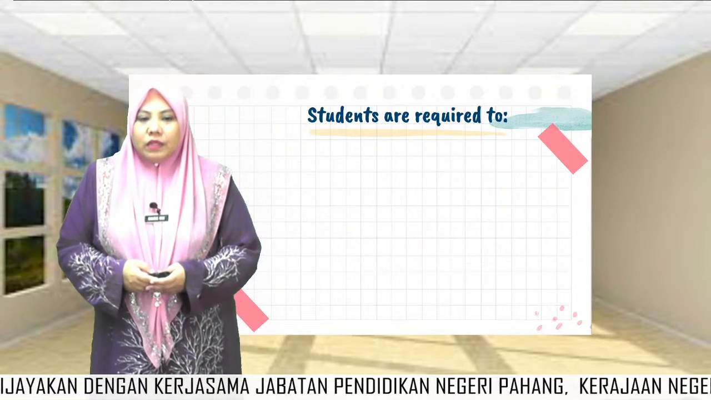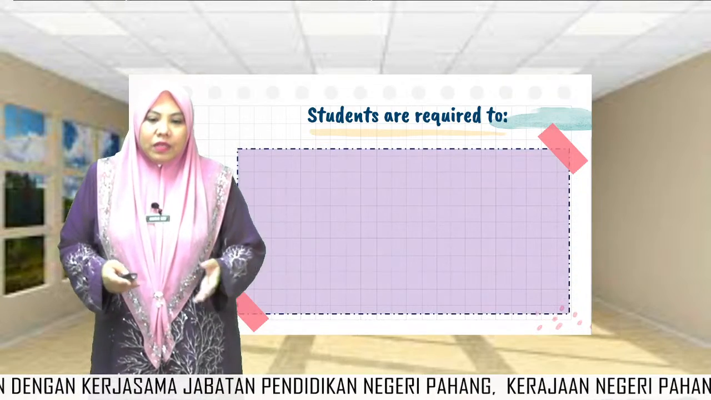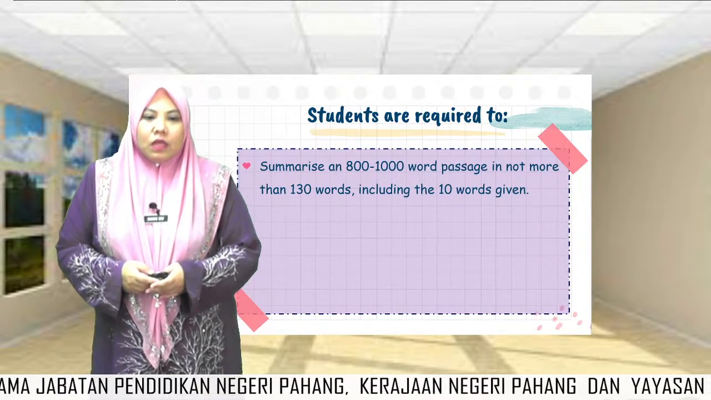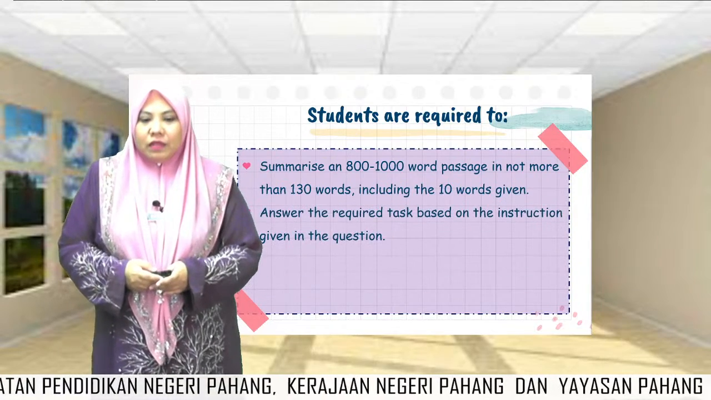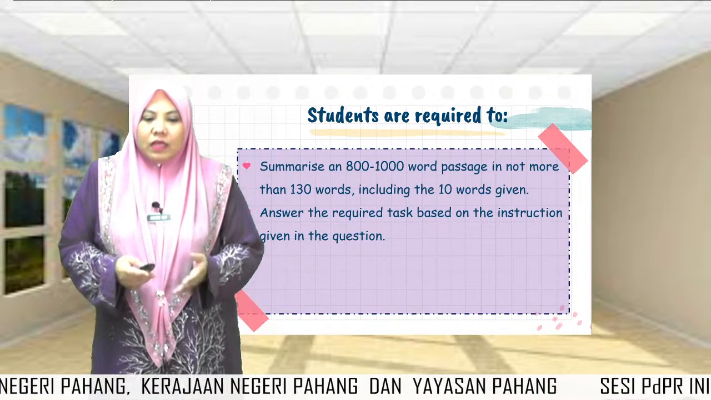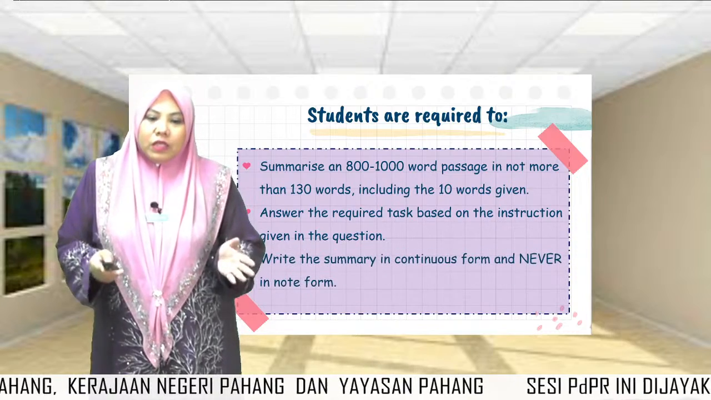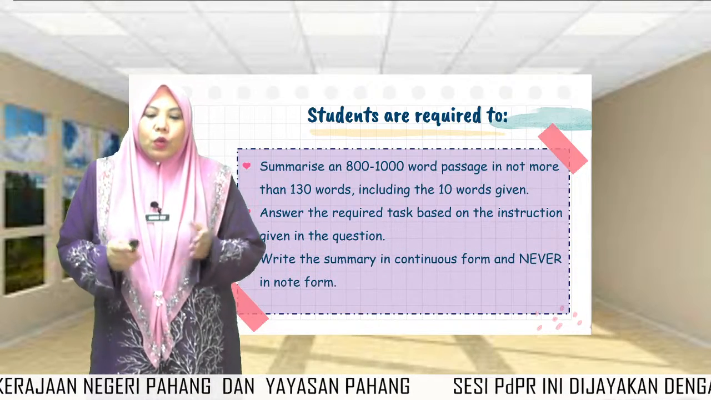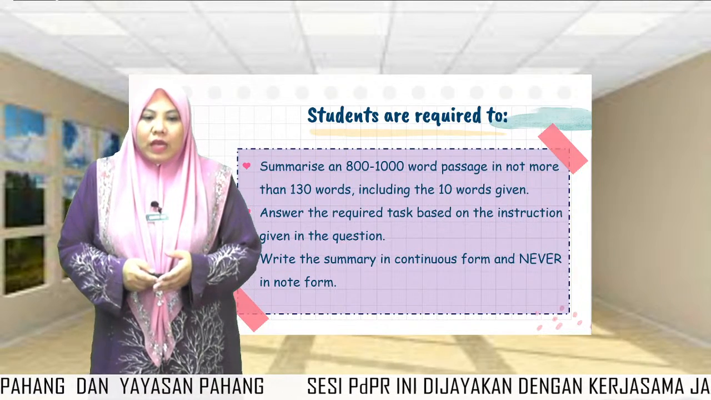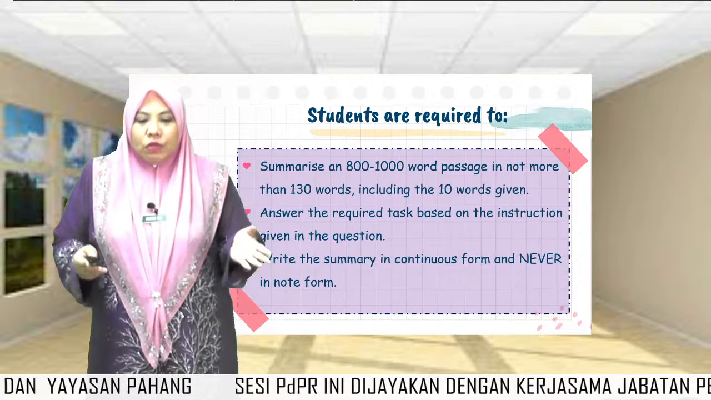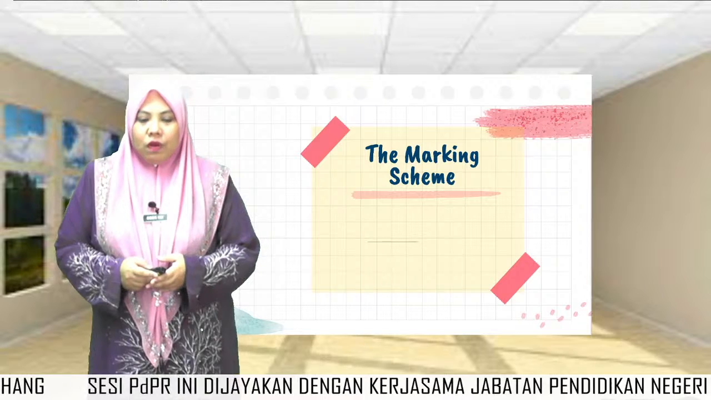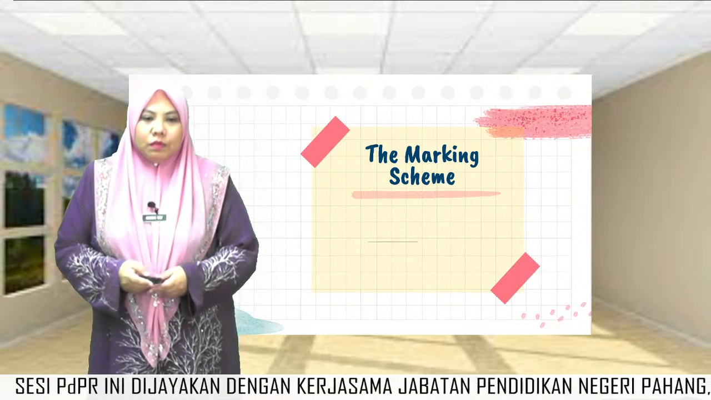Students are required to summarize an 800 to 1,000 word passage in not more than 130 words, including the 10 words that are given. Answer the required tasks based on the instruction given in the question. The instruction will usually let you know where to extract the points from, for example, line 19 to line 43. So you need to read the instructions carefully. Write the summary in continuous form and never in note form.